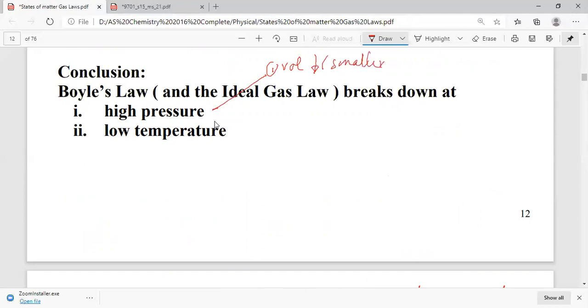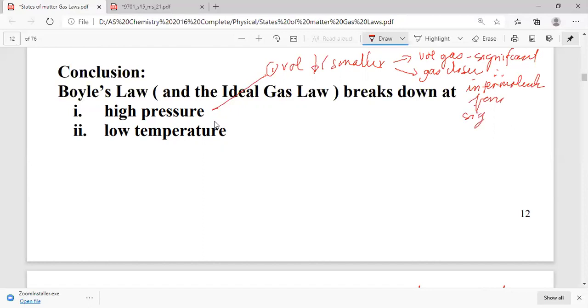Two things happen. The volume of the gas becomes significant. That's what they say. Secondly, the gas molecules become closer, therefore the intermolecular forces are also significant. Intermolecular forces become significant. This is the word they use, significant.